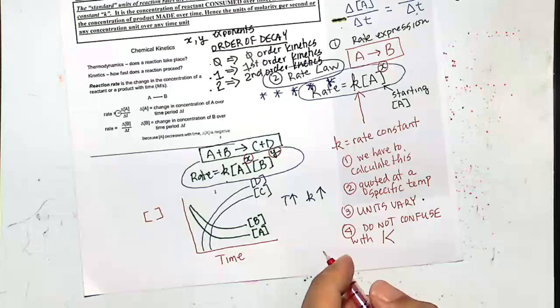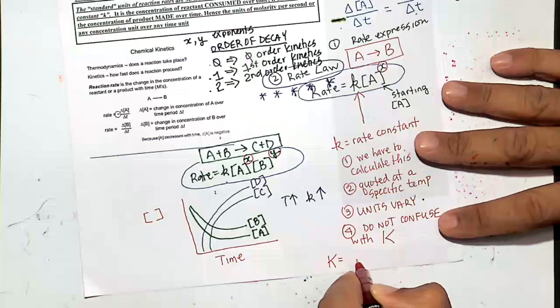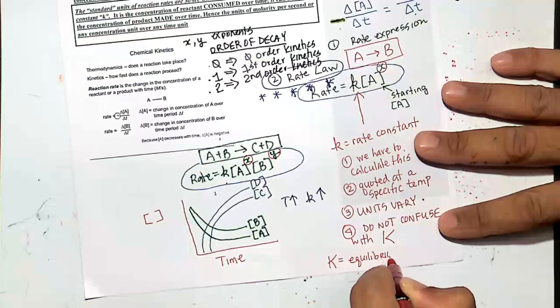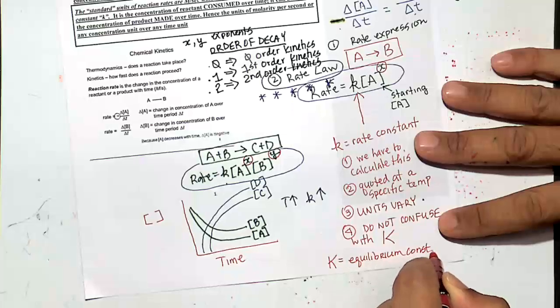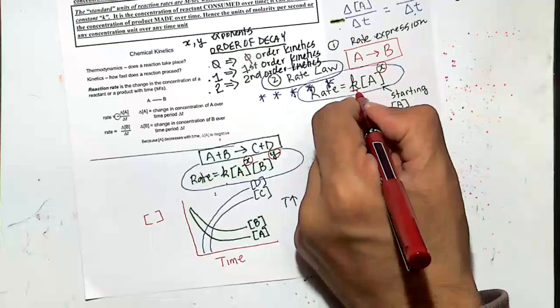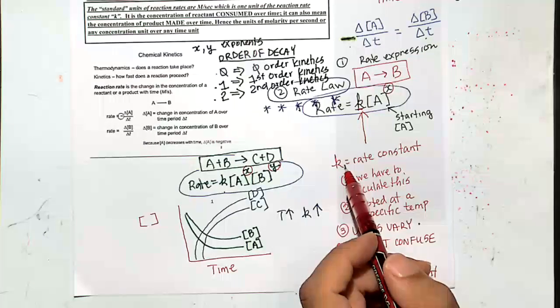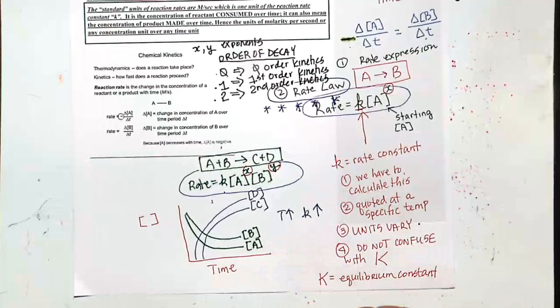Okay, capital K. This capital K is called the equilibrium constant, which is something that we will talk about in chapter 14. We don't concern ourselves with it. We concern ourselves with lowercase k, which, like I said, is the rate constant. This is something totally unrelated, so don't confuse your k's. Lowercase k is the rate constant.